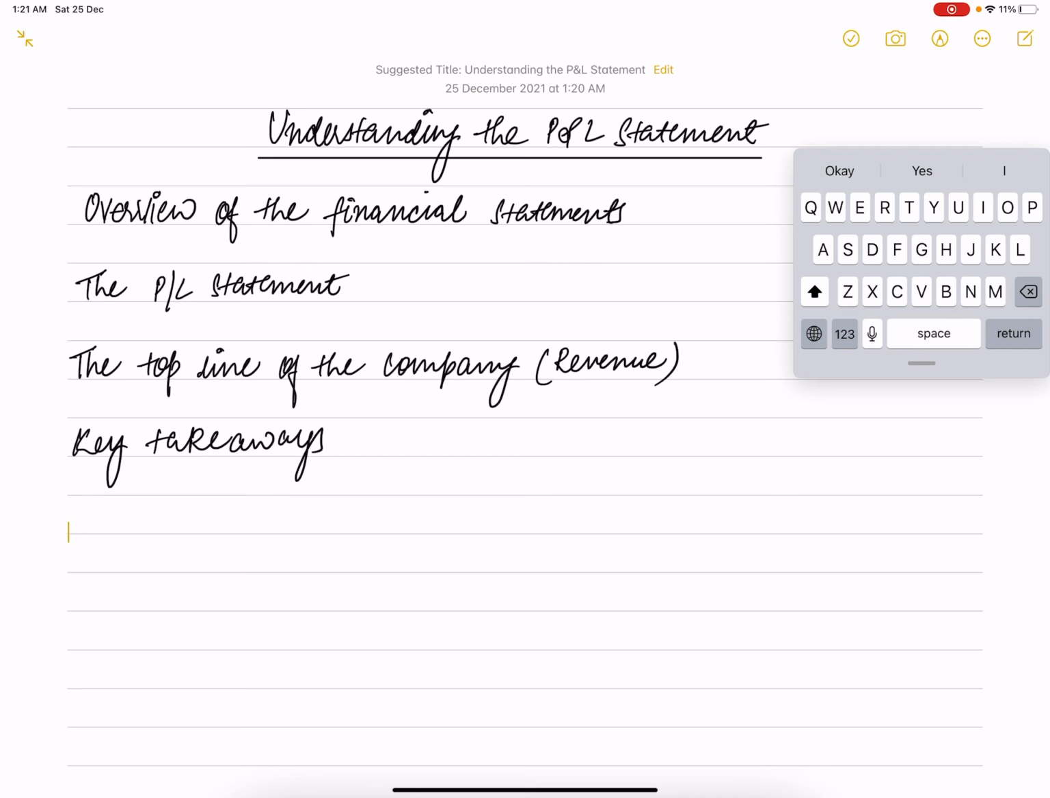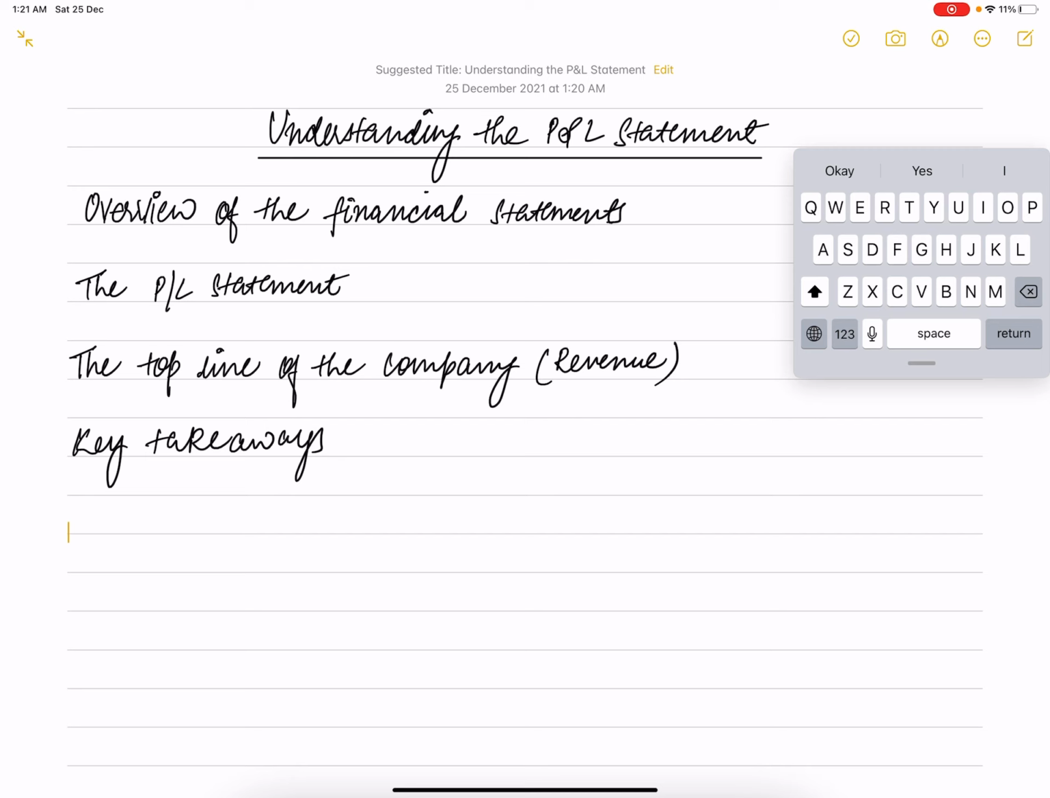There are three main financial statements that a company showcases to represent its performance: the P&L statement, the balance sheet, and the cash flow statement. Over the next few videos, we will understand each of the statements from the user's perspective.